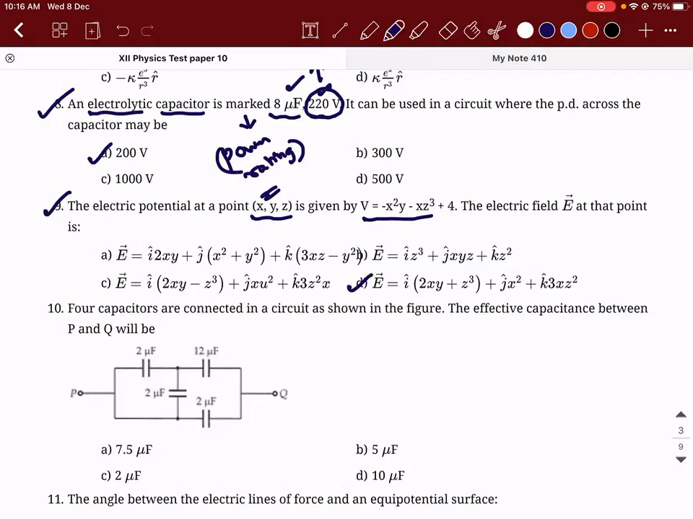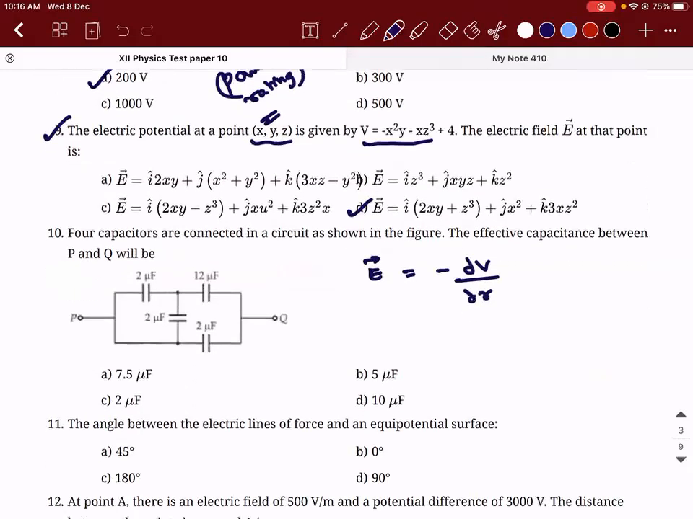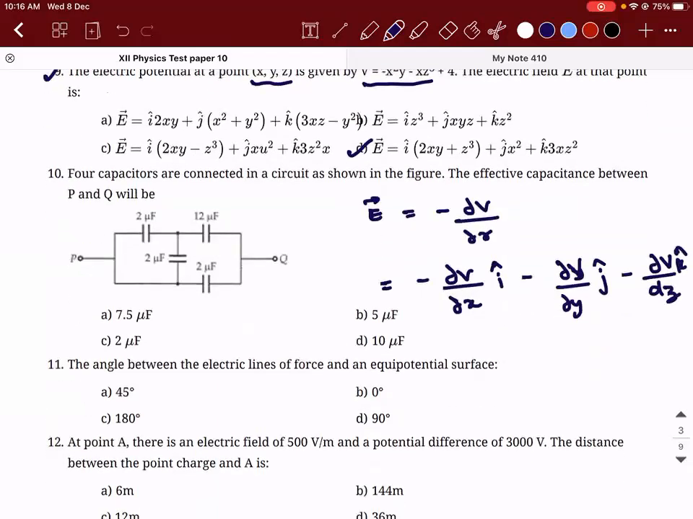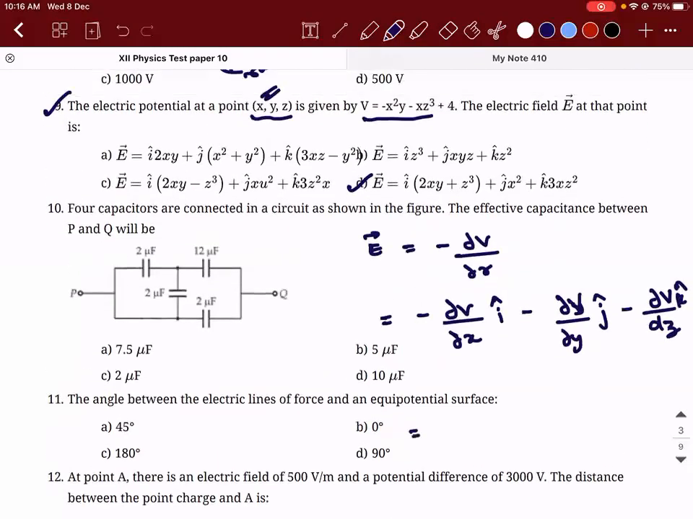But I hope everybody knows how to do it, right? So E vector is equal to minus dou V divided by dou R. That is minus dou V divided by dou X I cap, minus dou V divided by dou Y J cap, minus dou V divided by dou Z K cap. Right? So dou V divided by dou X means how much will you get? Minus 2xy minus Z cube. And there is already a minus sign outside. So it becomes plus 2xy plus Z cube.